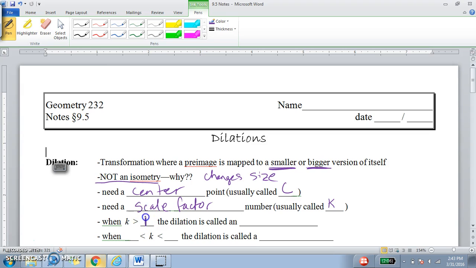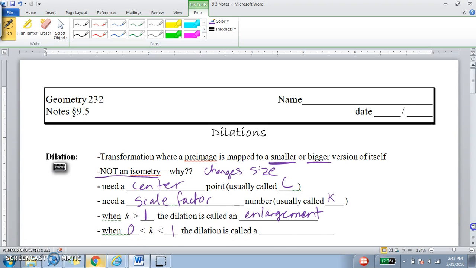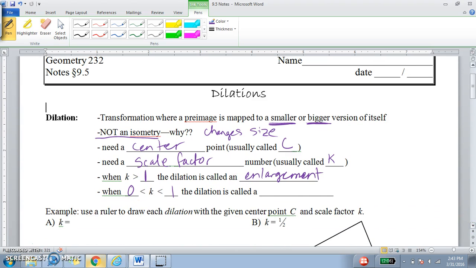So when k is greater than 1, the dilation means that the shape is going to get bigger. When it's a number bigger than 1, it gets bigger. We call that an enlargement. And when it's between 0 and 1, so k is less than 1 but greater than 0, because it can't be negative (it can be, but we're not really going to deal with that), it's called a reduction. It gets smaller.